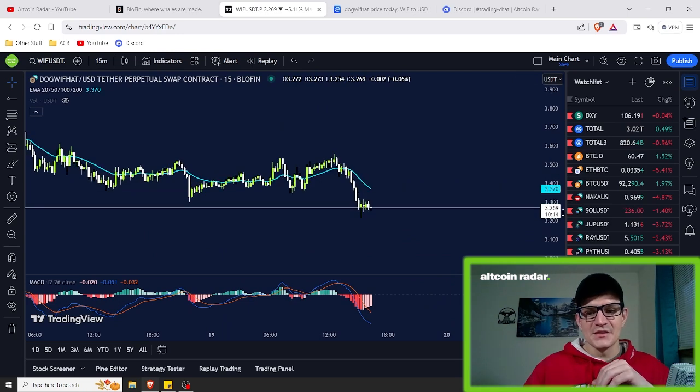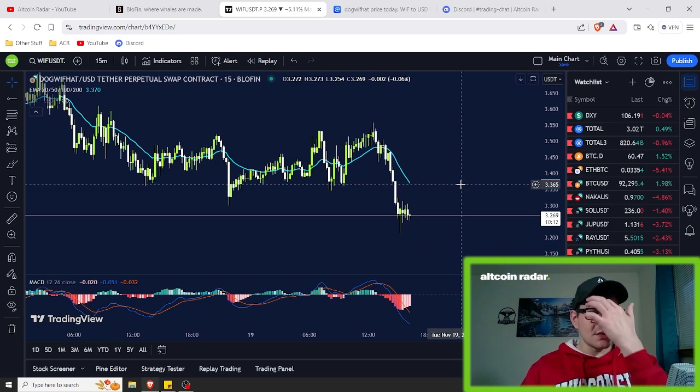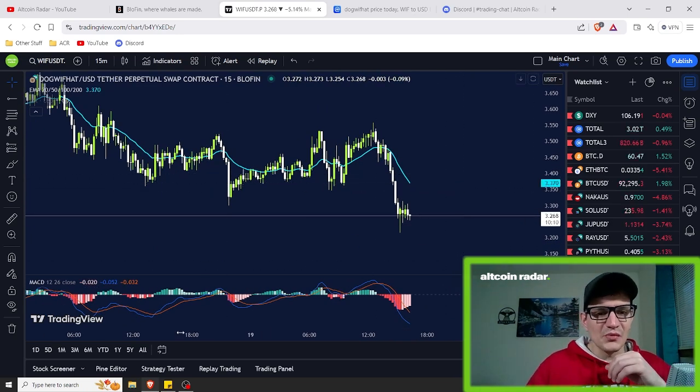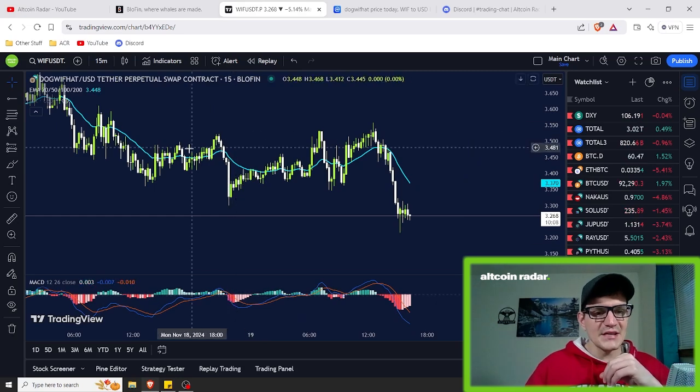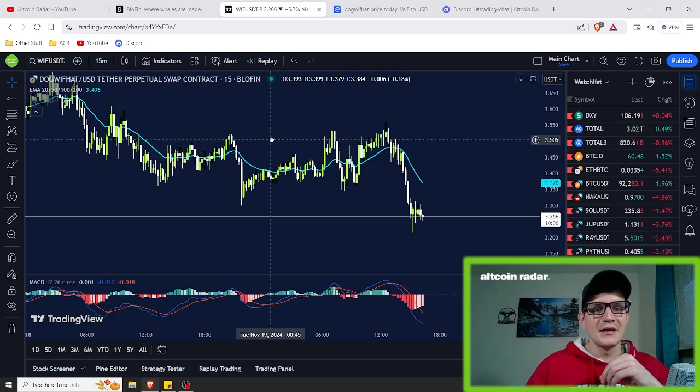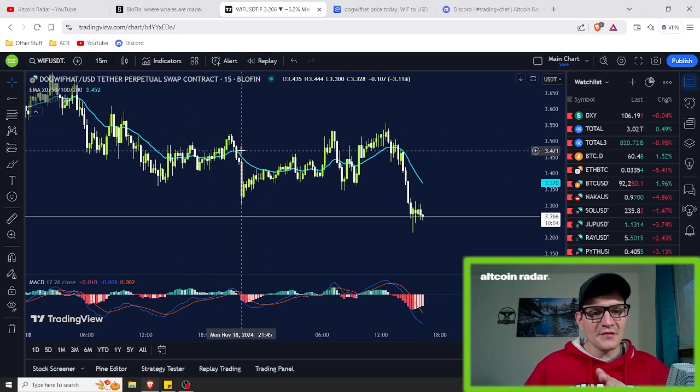So the way that you want to be using this is you want to be looking at both of these indicators. You want to be looking at the MACD and at the 20-period EMA. But you want to be looking at the 20-period EMA first.